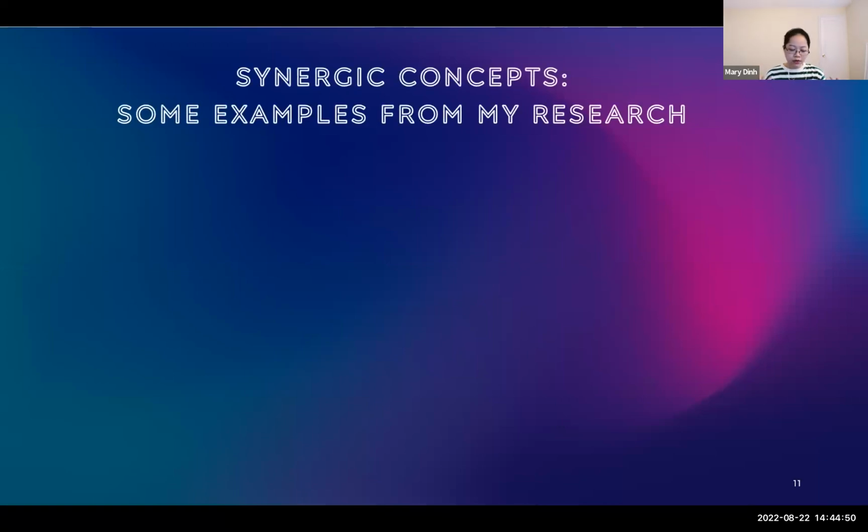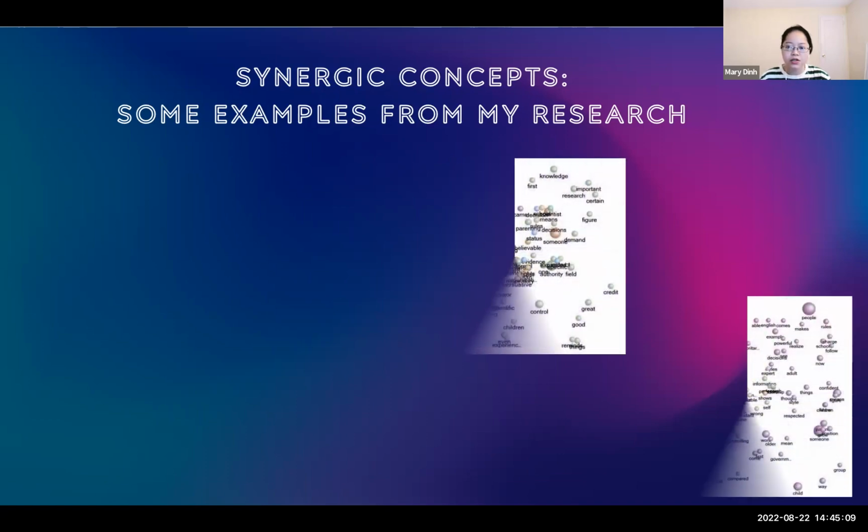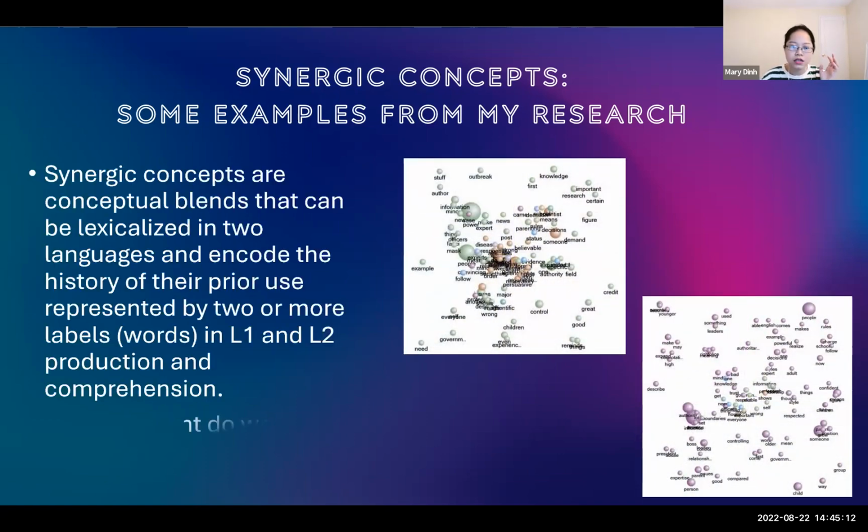But how do you know that maturity in conceptual blending? In the way that they use synergic concepts, you will know it when you look at the products. That's how they lexicalize those synergic concepts in very specific contexts, and it's accurate, right? So like I say, synergic concepts are conceptual planes that can be lexicalized in two languages and encode the history of their prior use, represented by two or more labels in the first language and second language.